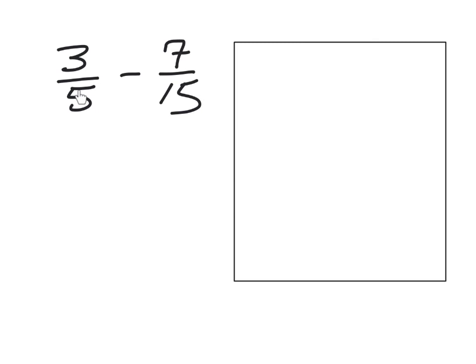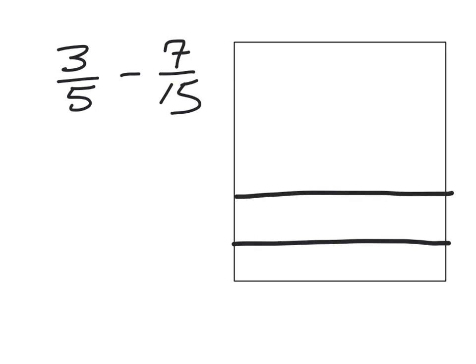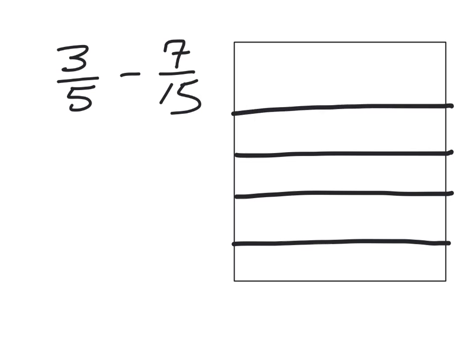So now I want to create 5 parts, so that means I'm going to draw 4 lines. So I've got 1, 2, 3, and 4 lines. Now I get 3 out of those 5, so I'm going to color in 3 of the 5. So I'll just color these 3 in right there, and bam, all done. Now I have 3/5 right there.